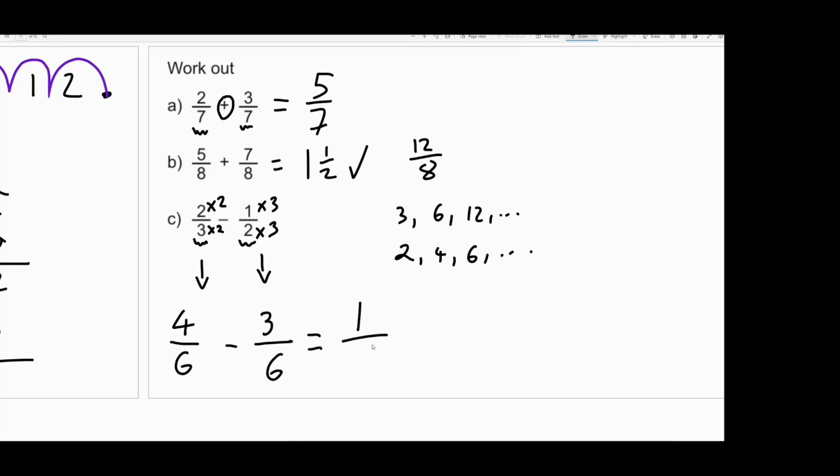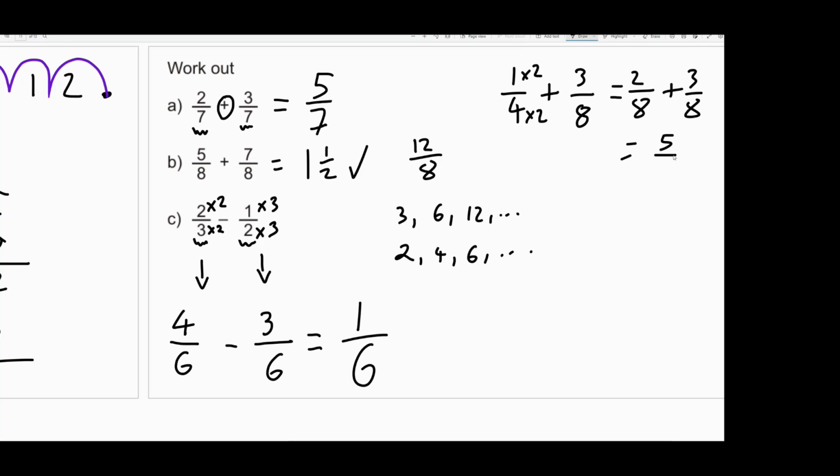Brilliant. So the sort of questions you'll probably get are going to be more like a quarter. Yeah, that's exactly right. The ones that you'll sort of get will be things like 1/4 plus, say, 3/8. So what you'd have to do there would just be to times the 4 by 2 and the 1 by 2. So you'd have 2/8 plus 3/8, which will be 5/8. That's more what we tend to get.